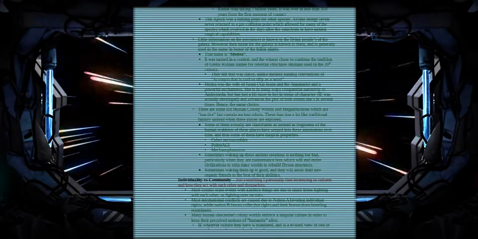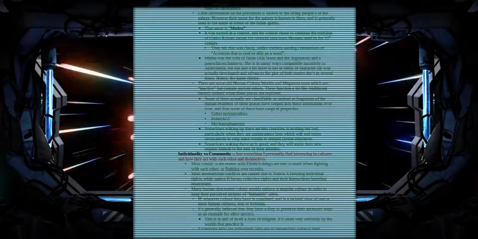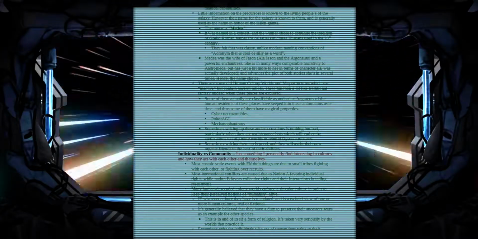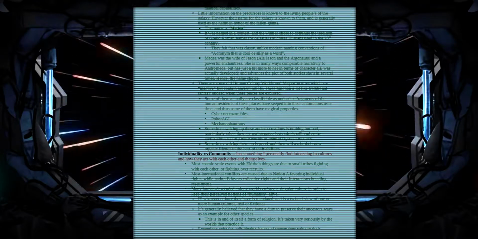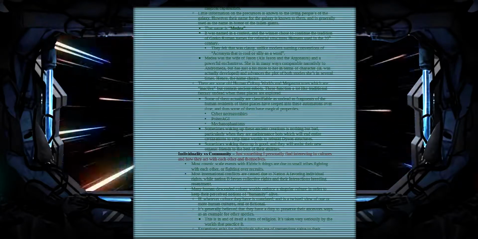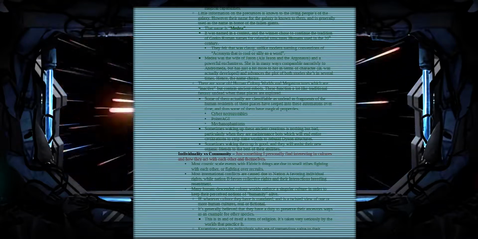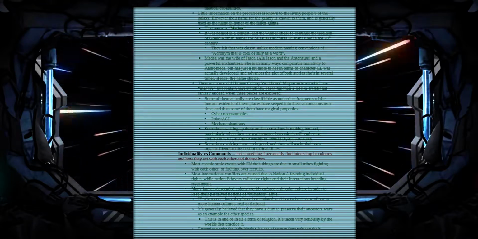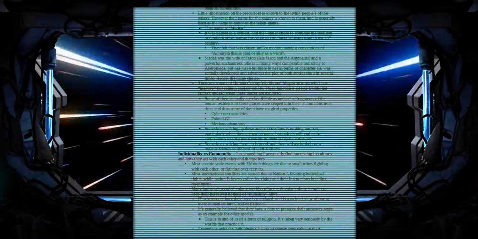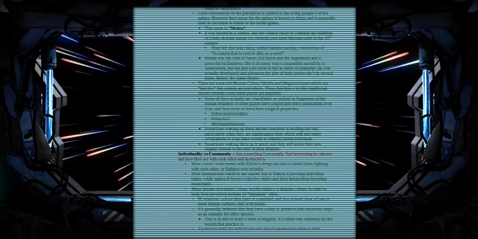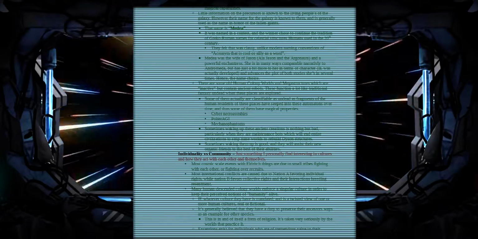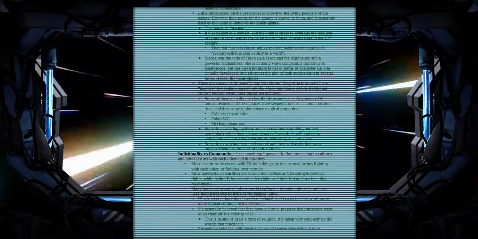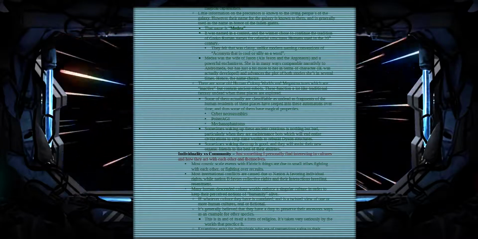Just as an FYI, out there floating around the universe, there are some old human colony worlds and megastructures which are inactive, but they contain ancient robots, and these function a lot like traditional fantasy undead when these places are explored. Some of these robots are actually classifiable as undead, as fragments of the now dead human residents of these places have, through hook and crook, seeped into these automatons over time, and thus some of them have magical properties.